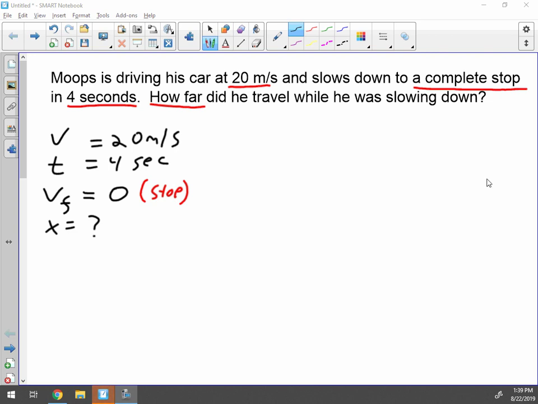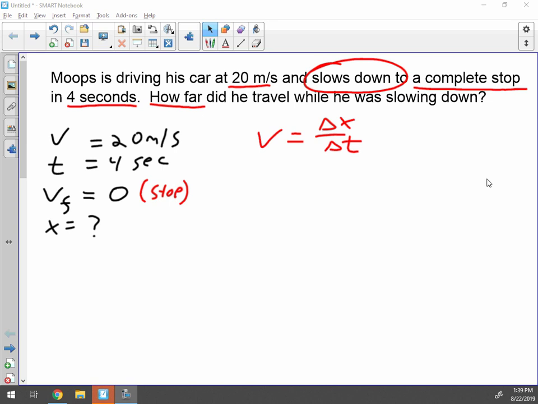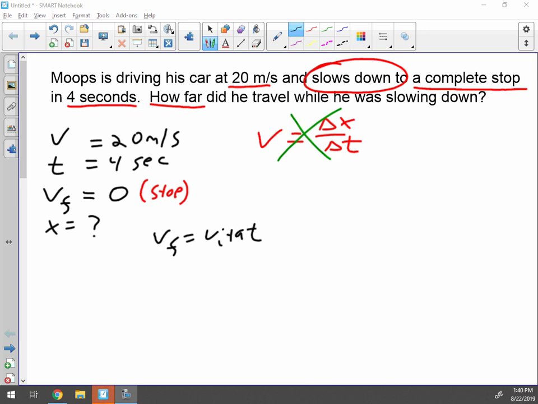Because it's slowing down, because we have this phrase right here, we know we cannot use this equation. This equation does not work if we're slowing down or speeding up. So because we're slowing down and speeding up, we're going to use the other equations. I'm going to write them both right here. There's the first one and the second one. And from here, we're going to plug our numbers in.